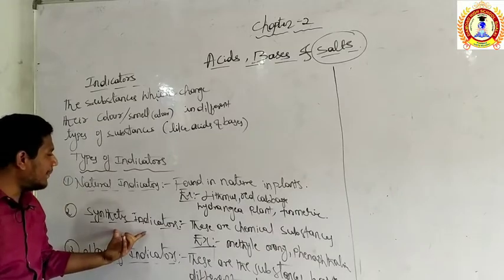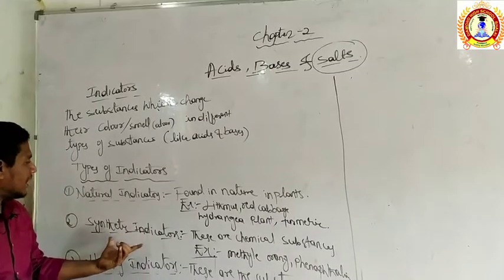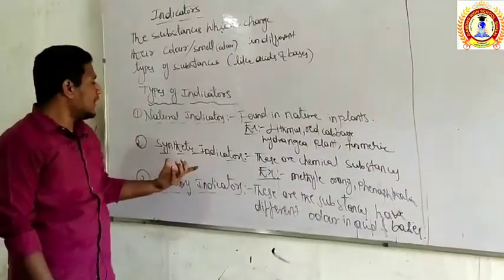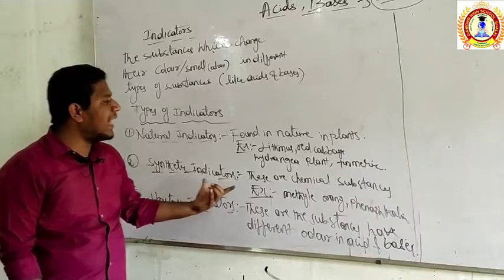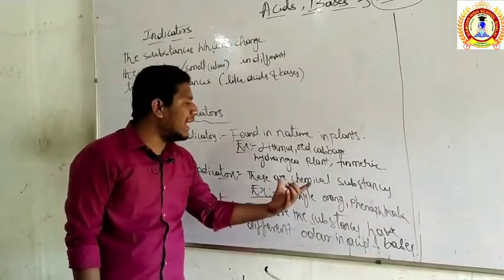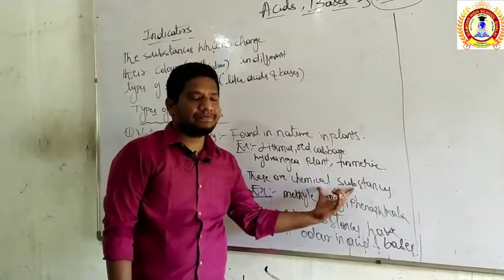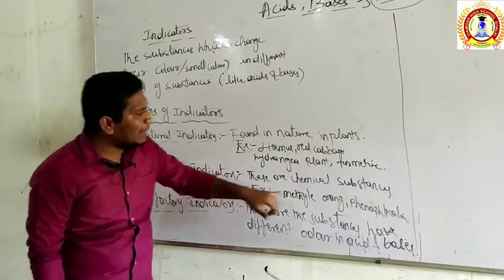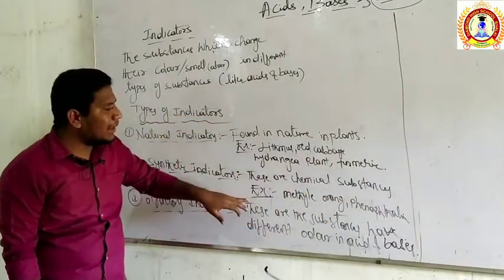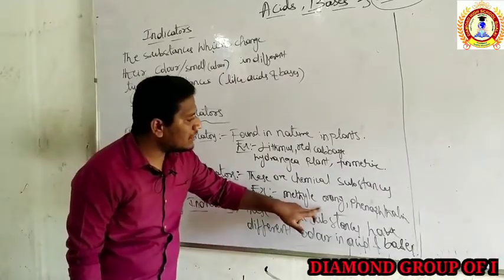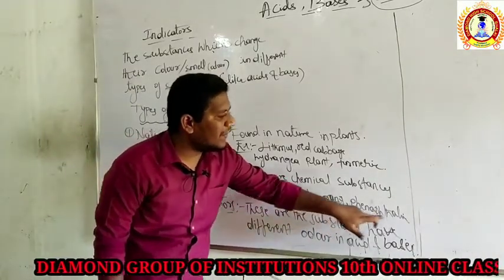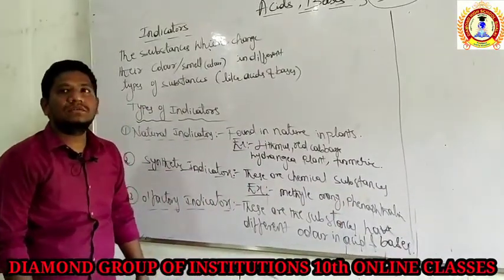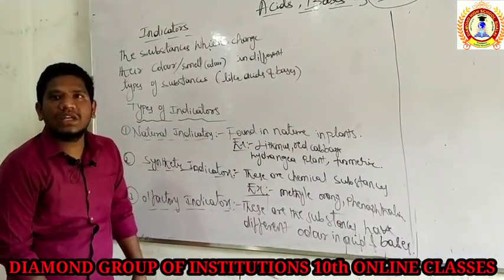Now the second type is synthetic indicators. Synthetic itself says that it is man-made. So these synthetic indicators are prepared in the laboratory, and as a result they are chemical substances. For example, methyl orange and phenolphthalein. So these two are chemical substances.